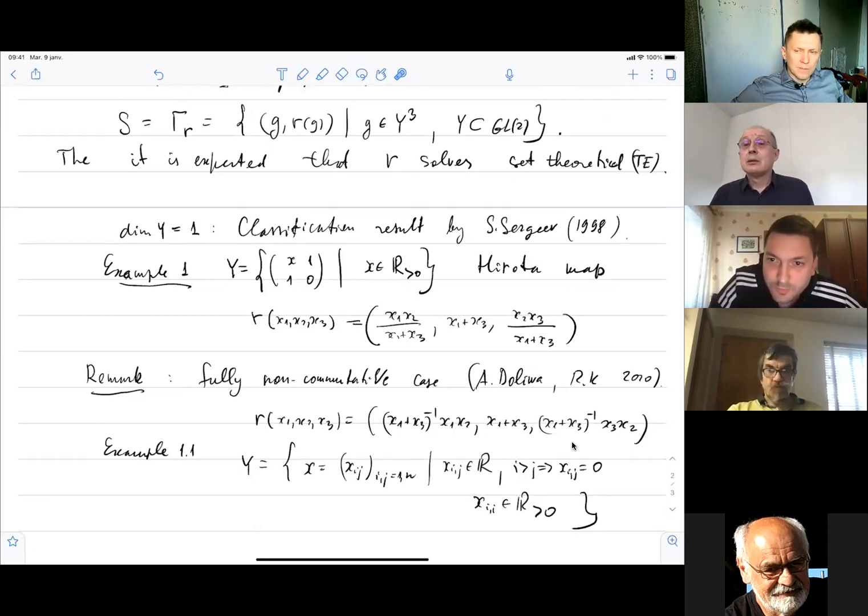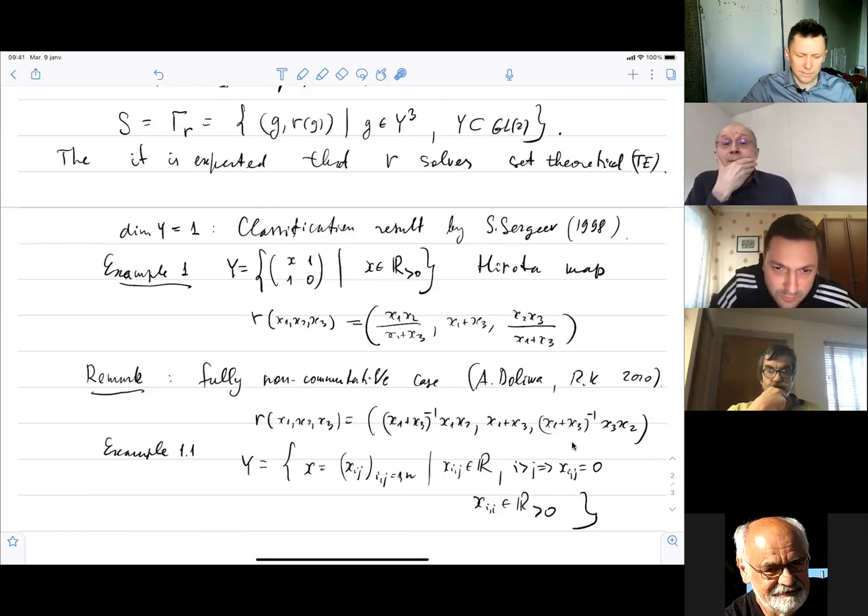Can I ask a question on this example, please? Yes. I see this map that you wrote, this Hirota map, is involutive, in the sense that the map composed with itself is the identity. Right. I also see, if I'm not mistaken, that the non-commutative one, since you wrote x3 times x2, is also involutive.